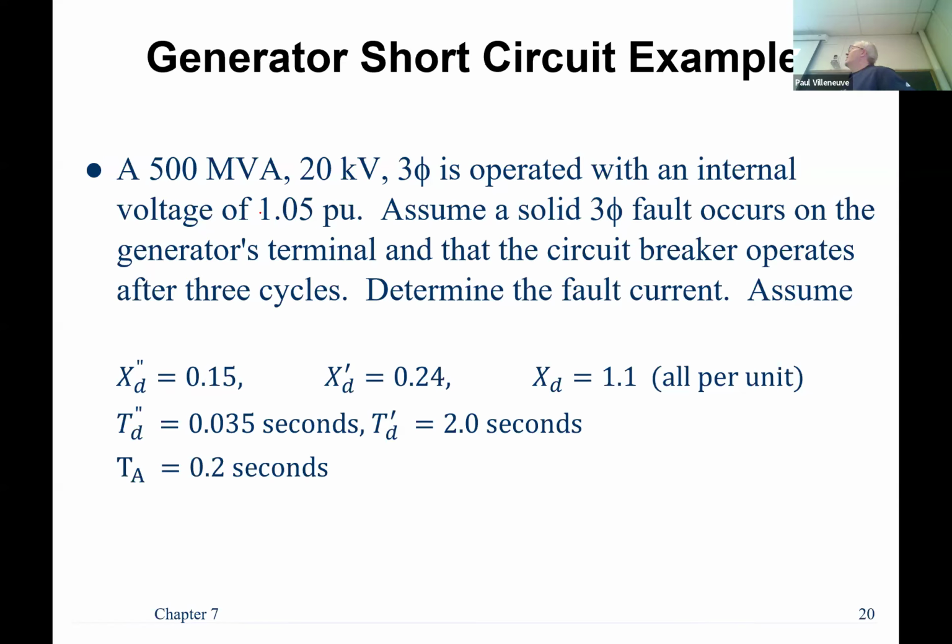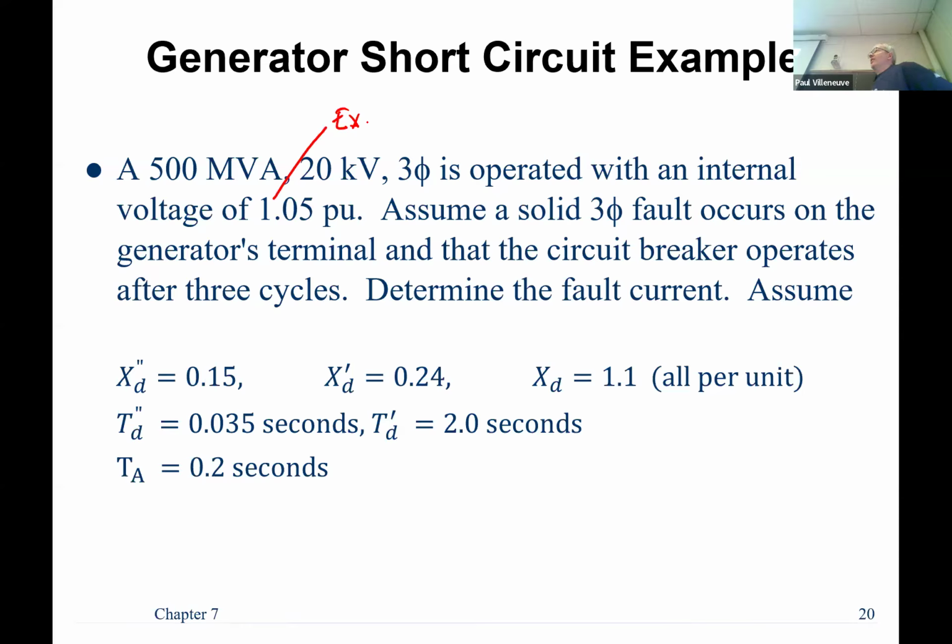But 500 MVA, 20 kV, three-phase machine has an internal voltage. That's another way to say EA, right? Internal voltage is EA of 1.05 per unit. We're going to assume a three-phase fault occurs at the generator terminals, not somewhere out on the line.